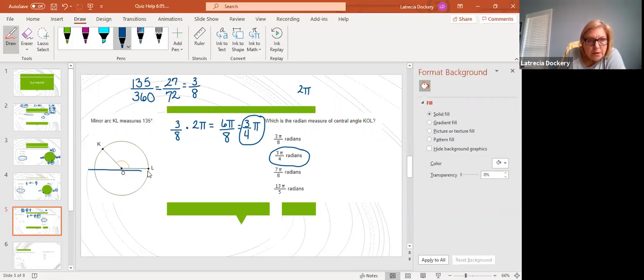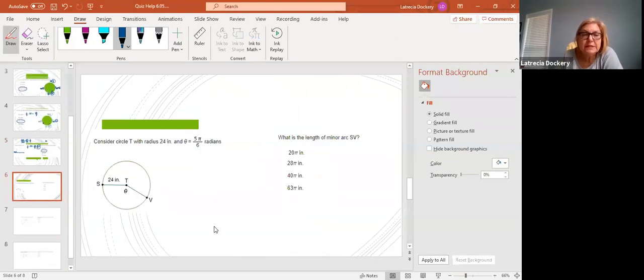All right, let's stop and think about that just a minute, okay? Remember, a diameter is 180 degrees and it's equal to pi. Okay, so look where K is. About 3/4 of the way around that semicircle, right? Making more sense to you now? I hope so. All right, consider circle T with a radius of 24 inches and theta at 5/6 pi radians.